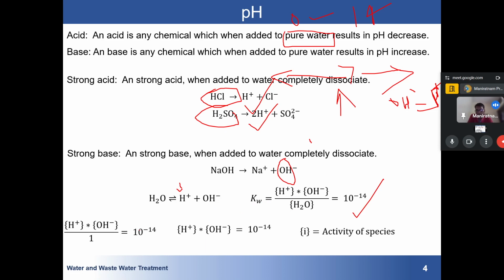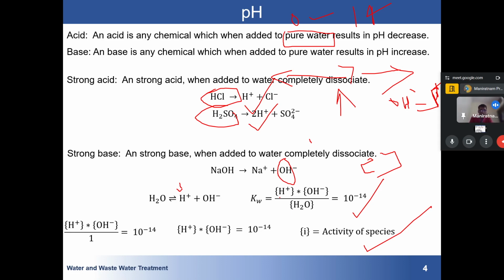Remember, we know that the equilibrium constant is written as the product species divided by the reactant species. This curly bracket is known as the activity of a species. Till now, when you were studying in 12th class, they were saying it is the concentration of H+, and they were using a square bracket. But when you study further, there is something called the activity of the species.